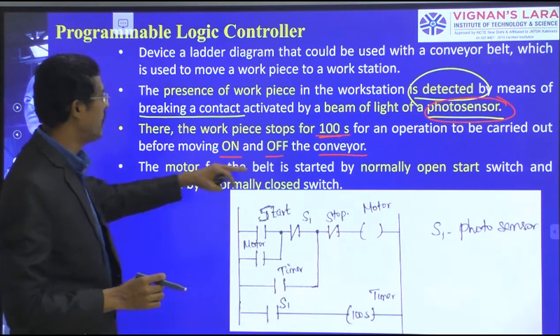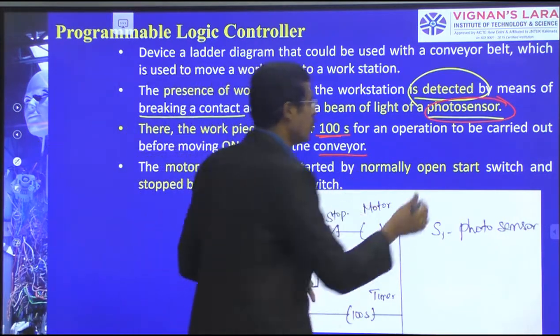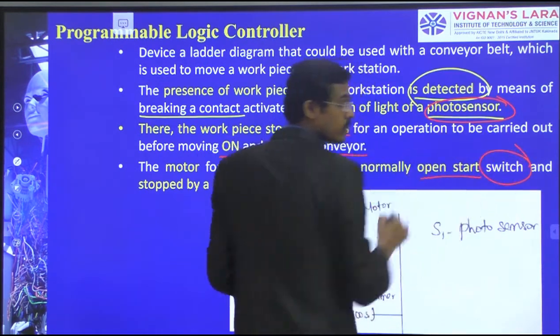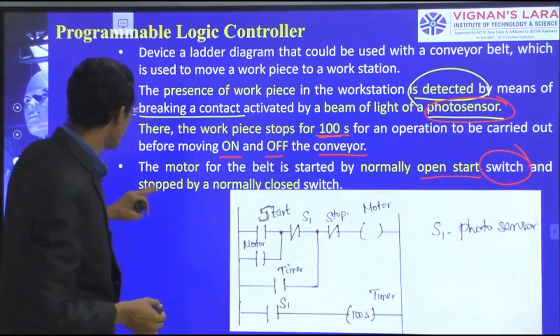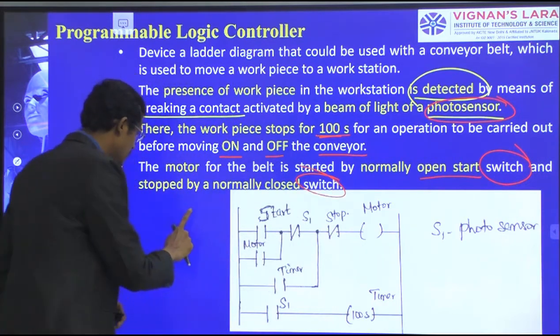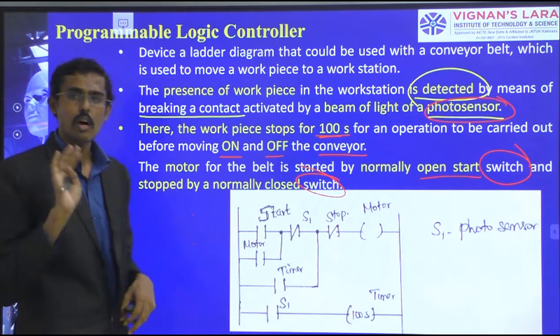The motor of the conveyor belt is started by a normally open start switch and stopped by a normally closed switch. When it is touched, it will turn on, and when it is touched again, it will turn off.